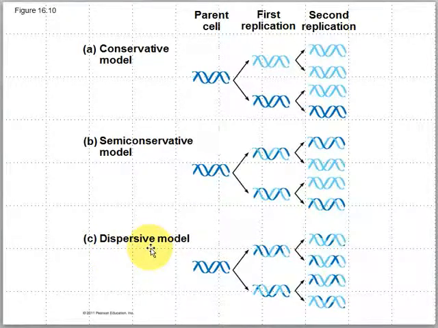And then in the dispersive model, which turned out not to be the case, they weren't sure how this would work, but they thought perhaps every strand of DNA was a combination of both old and new, and that would continue. So in a second replication or third or fourth, every strand would be a combination of both old and new DNA. So this is the semi-conservative model, the one that won out, and the reason it won out is because it goes best with the facts of the experimentation that they did later on. So we'll talk about how they came to understand that the semi-conservative model was the correct one.